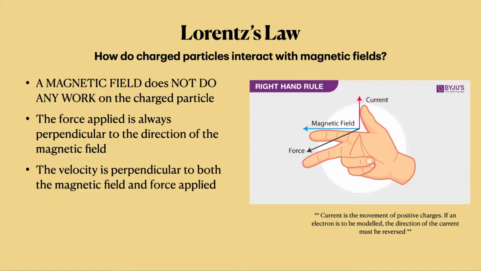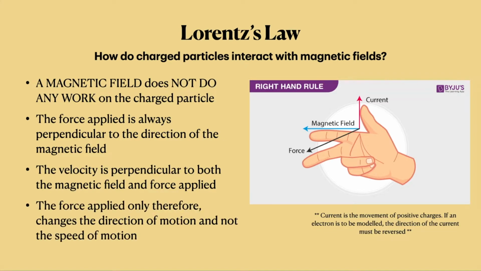Now, why is that important? Because what that means is that a magnetic field does not accelerate the speed of a particle. It never does any work. However, it does change the direction of travel of these particles. Now, let's look at that in a little bit more detail.